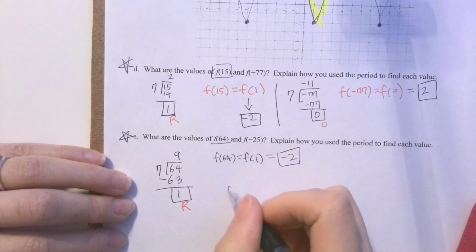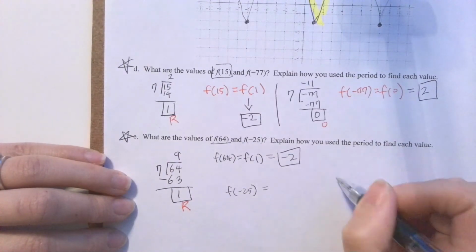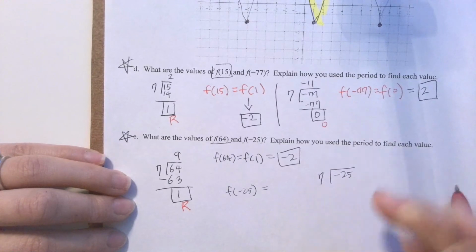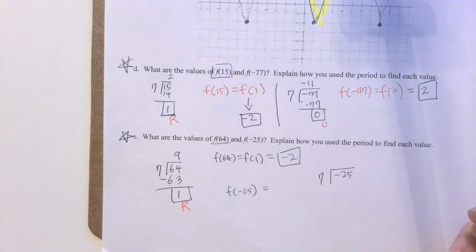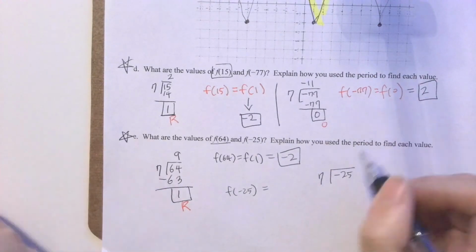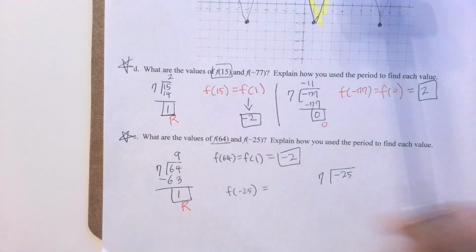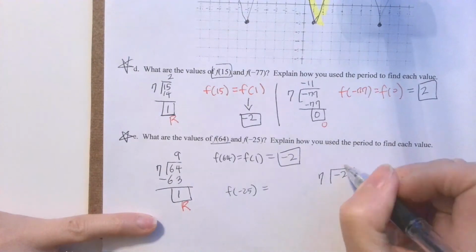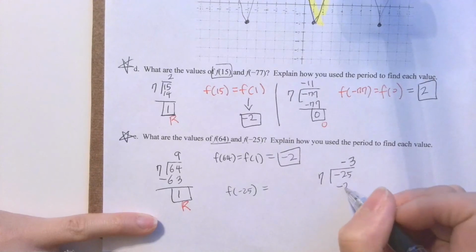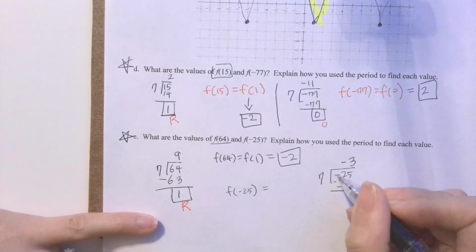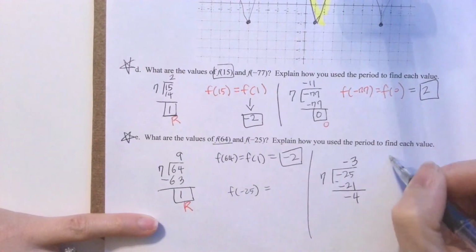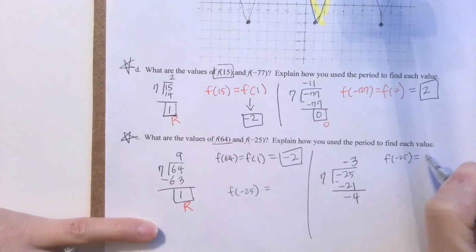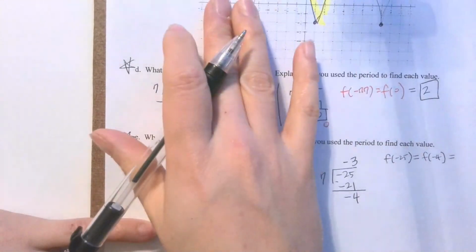What about f of negative 25? Let's go ahead and divide it. Negative 25 divided by 7. 7 times what? Let's do 3. Well, here's the thing. Some of you might say 3, some of you might say 4. I'll show you what happened. If I do negative 3 times 7, I get negative 21, and I subtract it. So negative 25 plus 21, I get negative 4. So that means f of negative 25 is the same as f of negative 4.